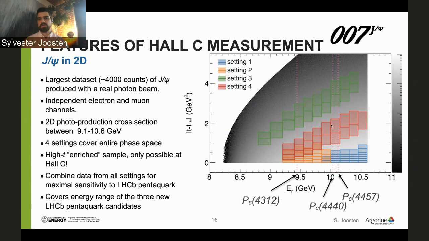We can combine the data from all these settings to get maximum sensitivity to the pentaquark, and our experiment really covers the full range between this peak and this peak, so all three pentaquark candidates. And if there is another peak that people want to study, we also cover the intermediate range, and we're really nicely covering it in 2D.